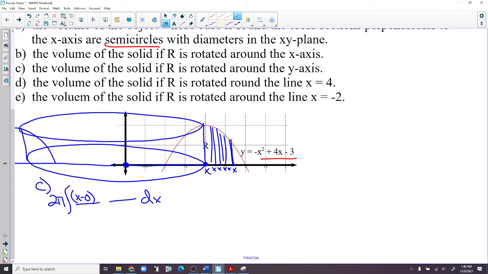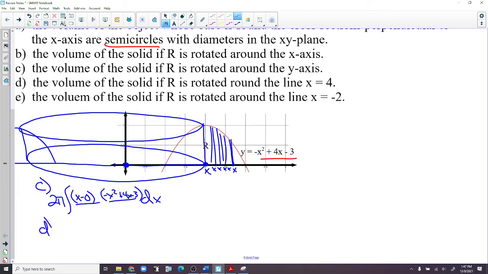Now, I wouldn't put x minus 0. I just put x. And then the height is the function value when you pick your x. So negative x squared plus 4x minus 3. Don't need the minus 0, but I certainly wouldn't count it wrong. You need the x.